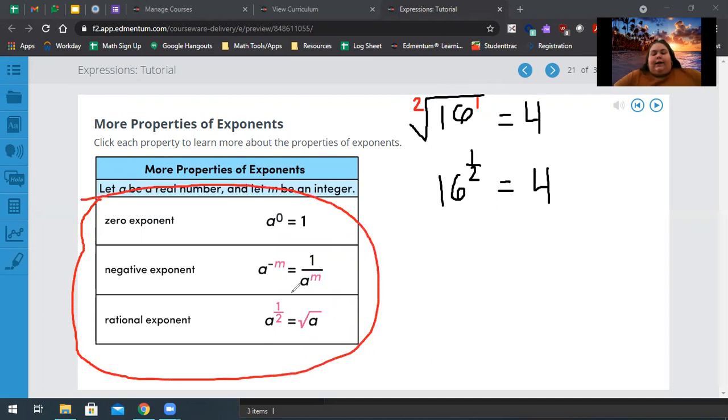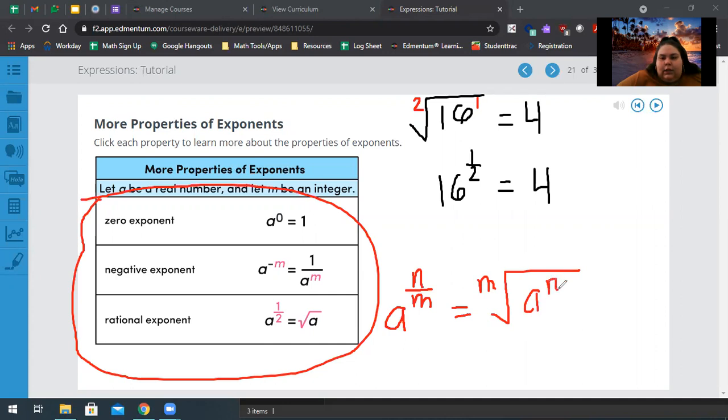But I'm going to give you another addition to adding the rational exponent. So it's going to be a to the n over m, which is equivalent to the m root of a to the n power. So not only are you going to be able to look at it with exponents, but if you have a fraction exponent, it is a giveaway that it's going to be written in some type of radical form. So keep that in mind. Again, make sure you have that note listed next to that rational exponent.